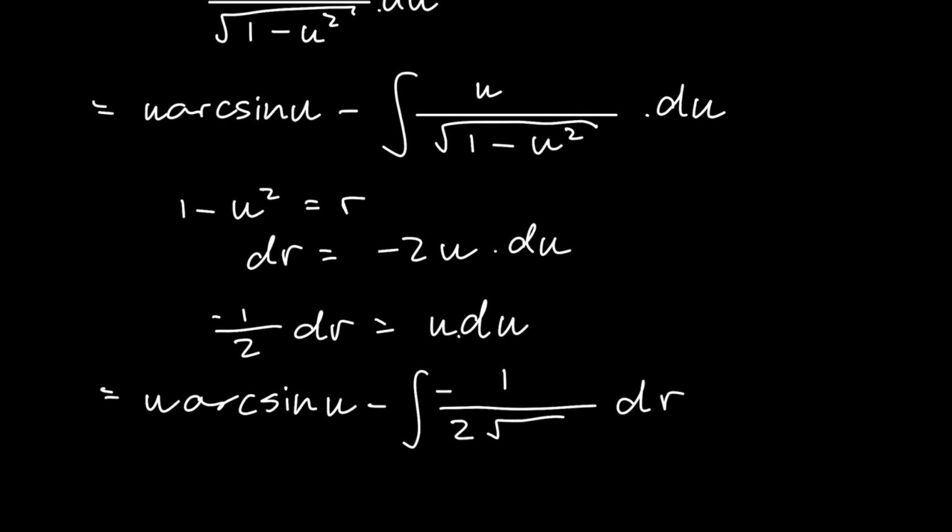So we have the root of r, and the root of r is the same as saying r to the power of 1 over 2, and r to the power of 1 over 2 in the denominator is the same as r to the power of negative 1 over 2 in the numerator. And now we have a negative 1 over 2 here that we can take out of this integral, because we can take constants out. So we take this negative 1 over 2 out, and then this becomes a plus, because a negative times a negative is a positive.